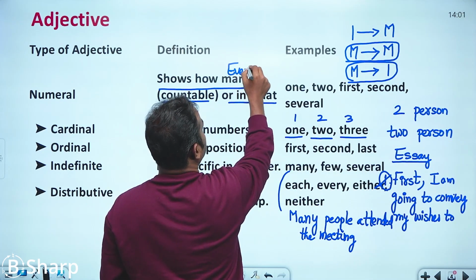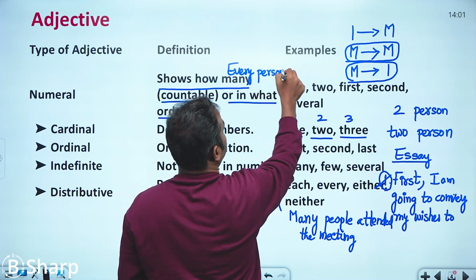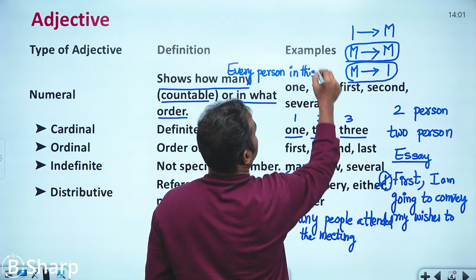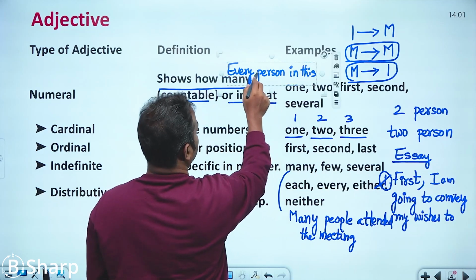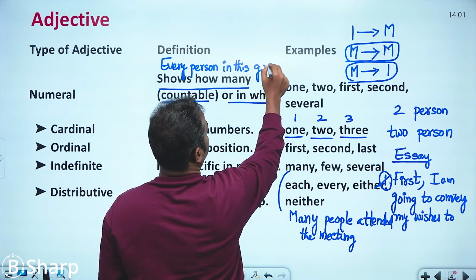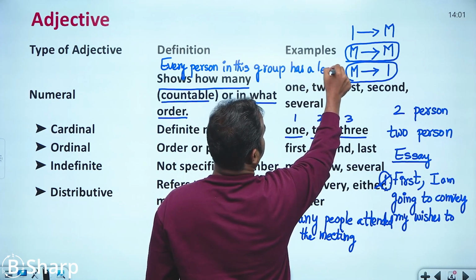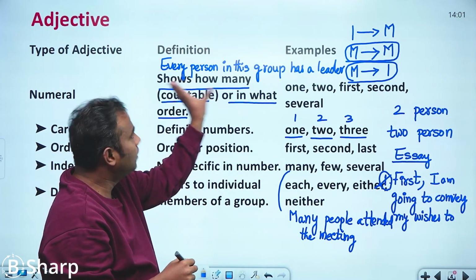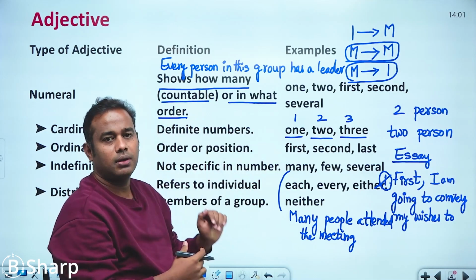Every person in this group has a leader. So this comes under this category, many to one. So many people are there, and all these people have only one leader. So we are going to refer everybody to one numeral.